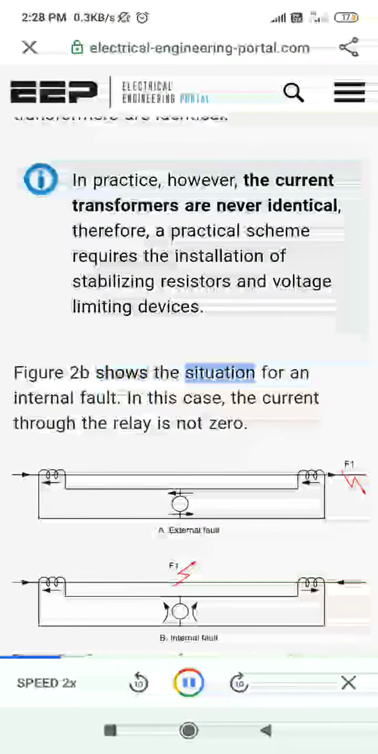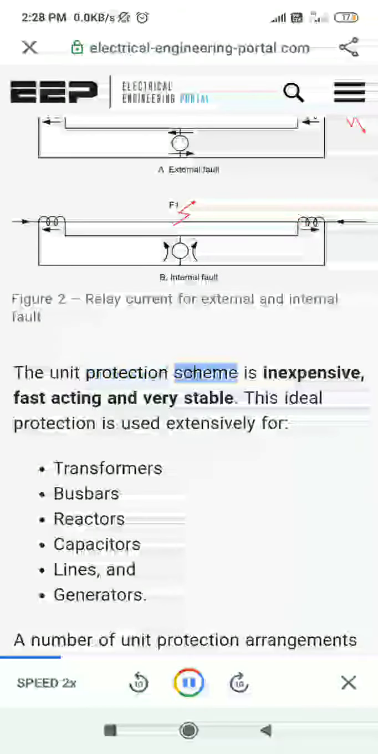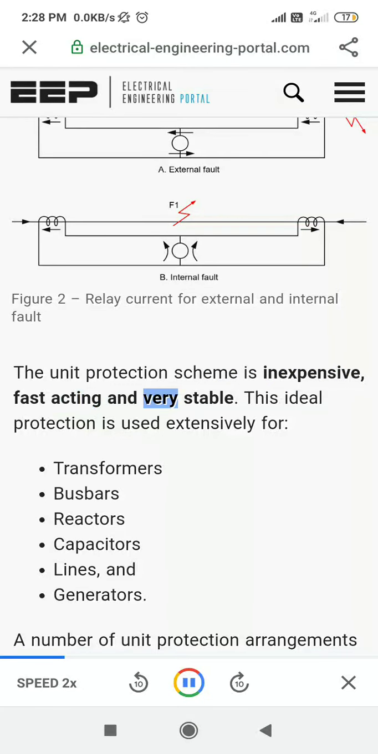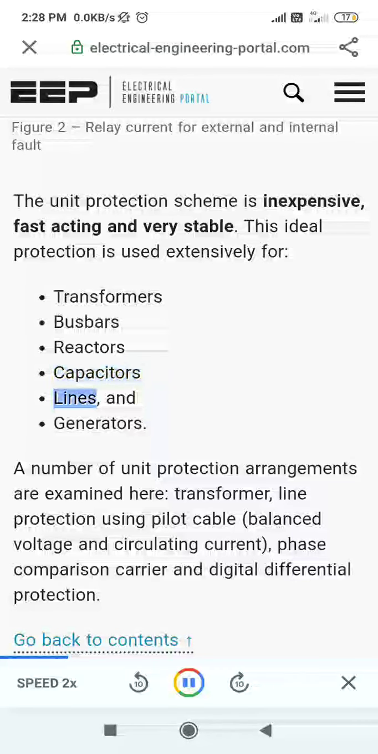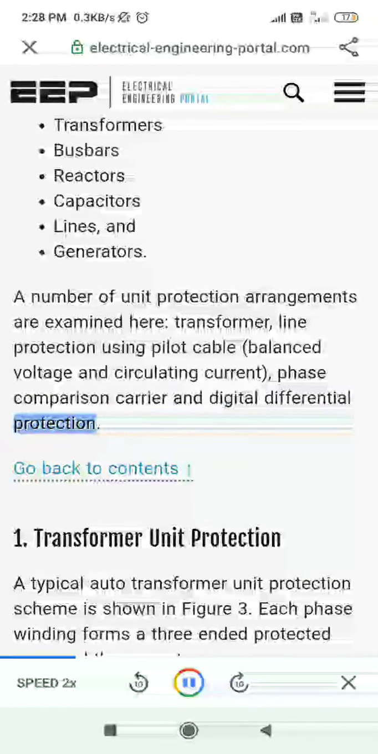Figure 2b shows the situation for an internal fault. In this case, the current through the relay is not zero. The unit protection scheme is inexpensive, fast-acting and very stable. This ideal protection is used extensively for transformers, busbars, reactors, capacitors, lines and generators. A number of unit protection arrangements are examined here: transformer, line protection using pilot cable, balanced voltage and circulating current, phase comparison carrier and digital differential protection.